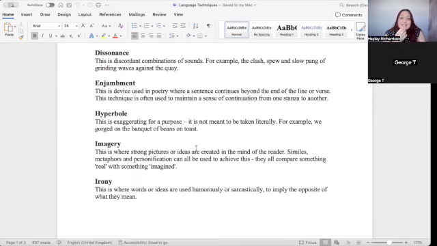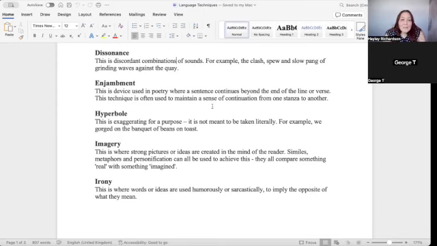Dissonance. This is a discordant combination of sounds. So it's combinations. This is discordant combinations of sounds. See, I didn't read it properly there. For example, the clash, spew, and slow pang of grinding waves against the quay.